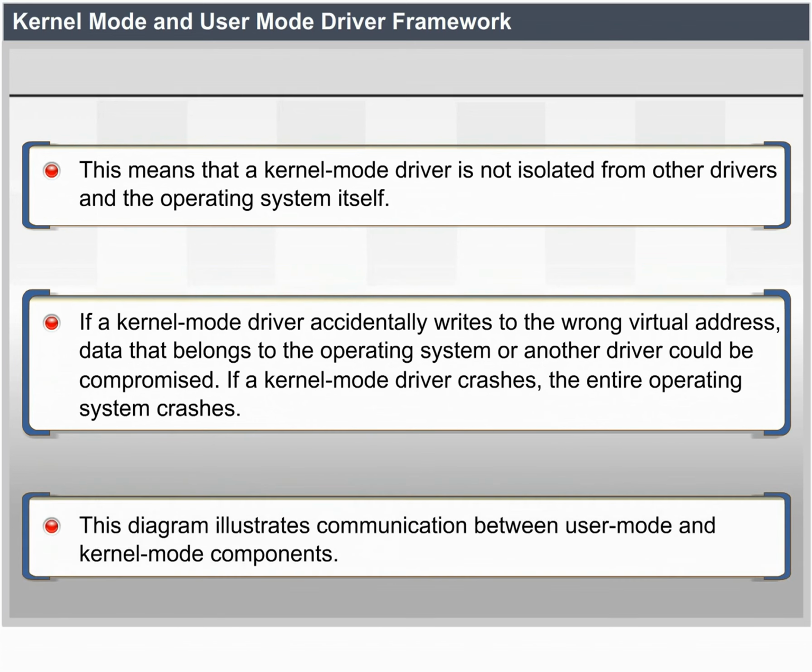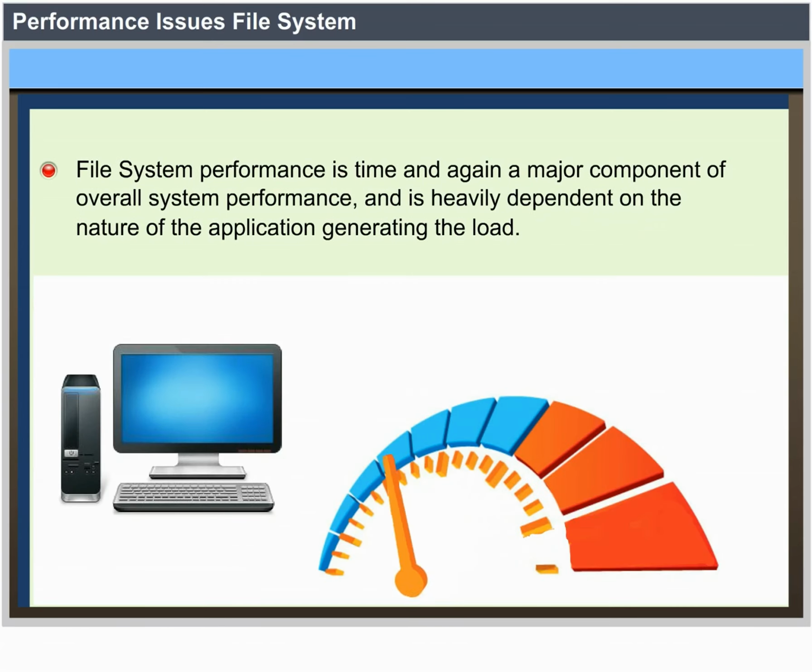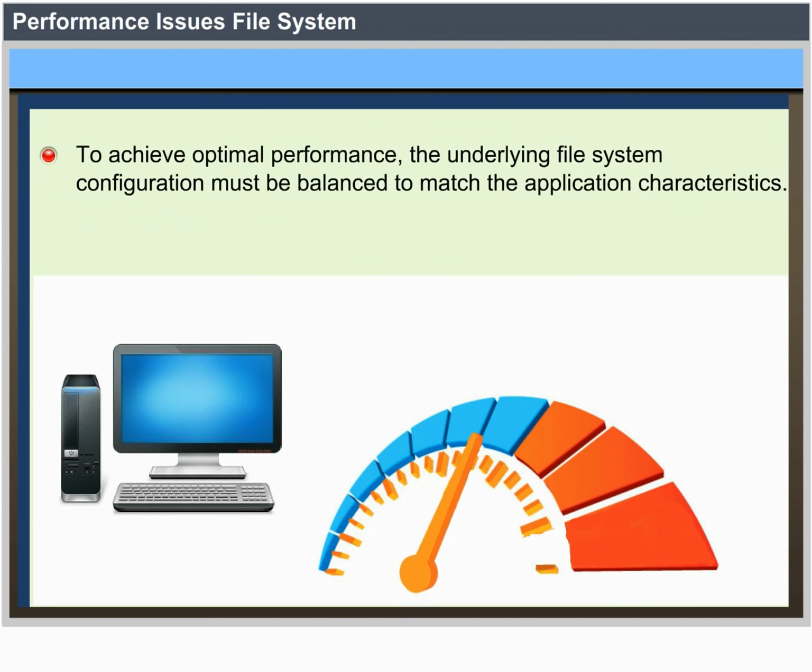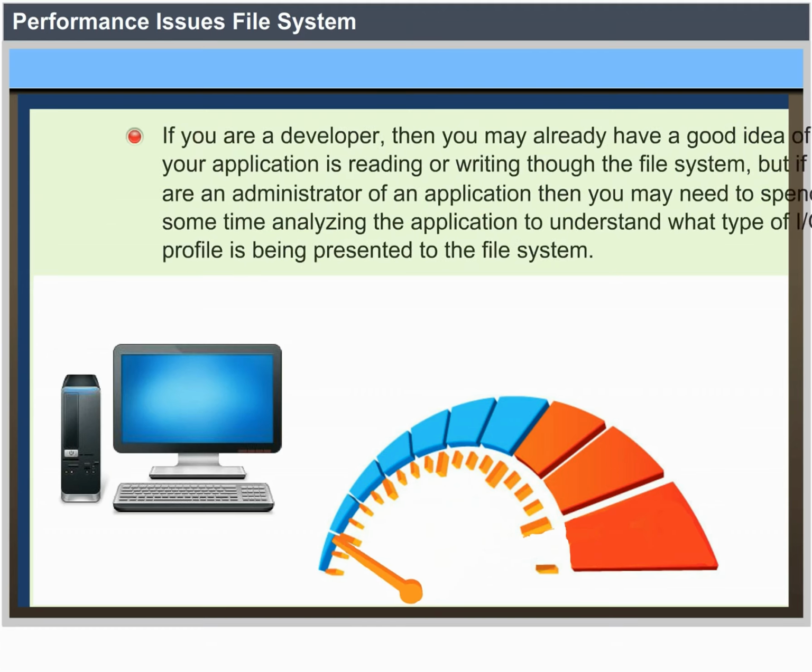Performance issues, file system. File system performance is often a major component of overall system performance and is heavily dependent on the nature of the application generating the load. To achieve optimal performance, the underlying file system configuration must be balanced to match the application characteristics. If you are a developer, then you may already have a good idea of how your application is reading or writing through the file system.